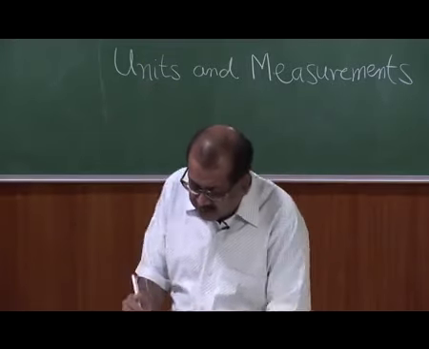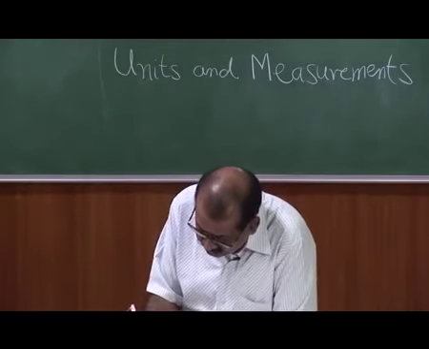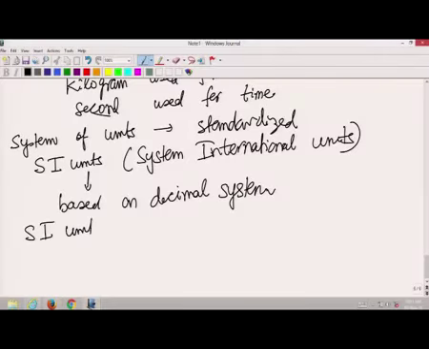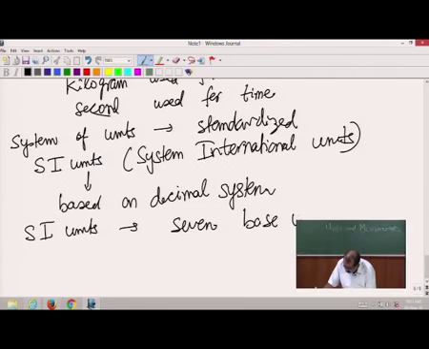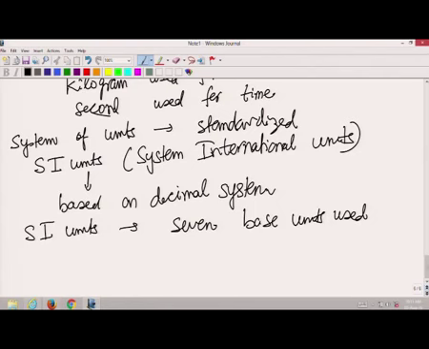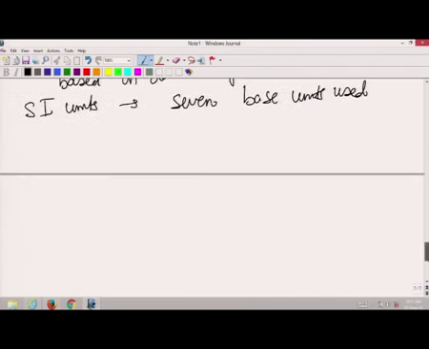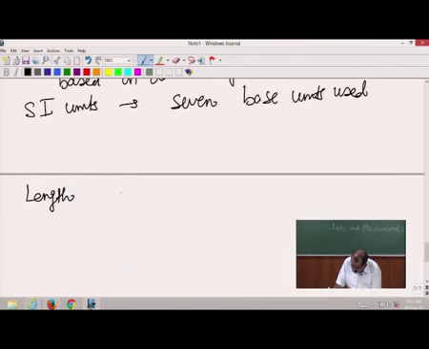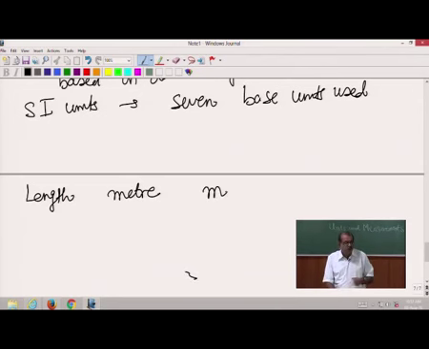Now, in SI units there are seven base units which are used. In addition to length, mass and time, there are other base units, and let us list them one by one. So, for the 7 units which are used in the SI system, first let us look at the quantity of length. The SI system uses meter, generally denoted by m.